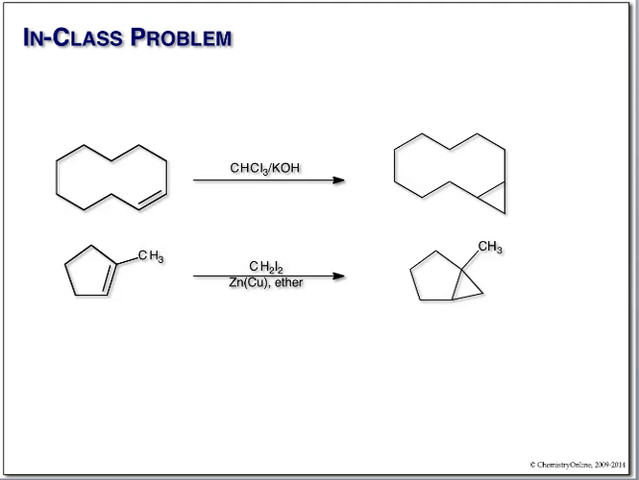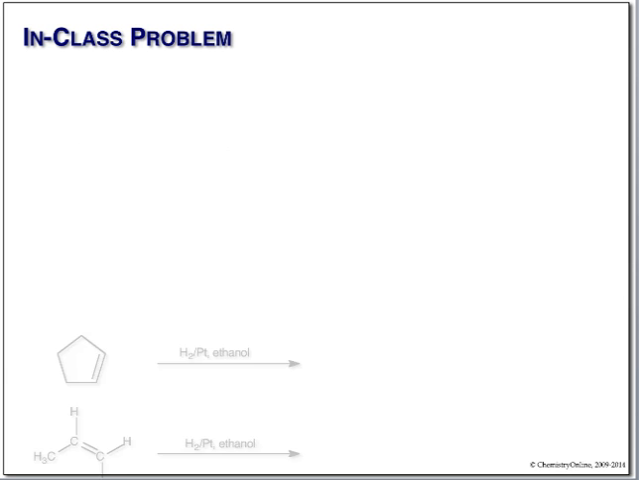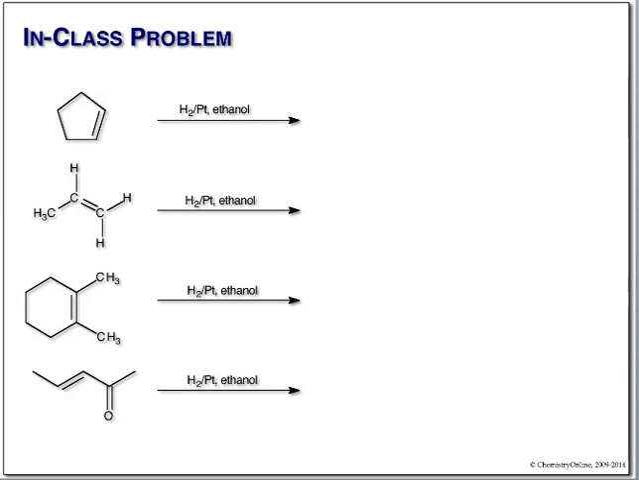Now the next one is very, very simple. This is hydrogenation. We're taking double bonds and making single bonds out of them. Hydrogen gas, platinum on charcoal, and ethanol. All we're going to do is convert this into a single bond. Same thing here. We're getting rid of our double bond.